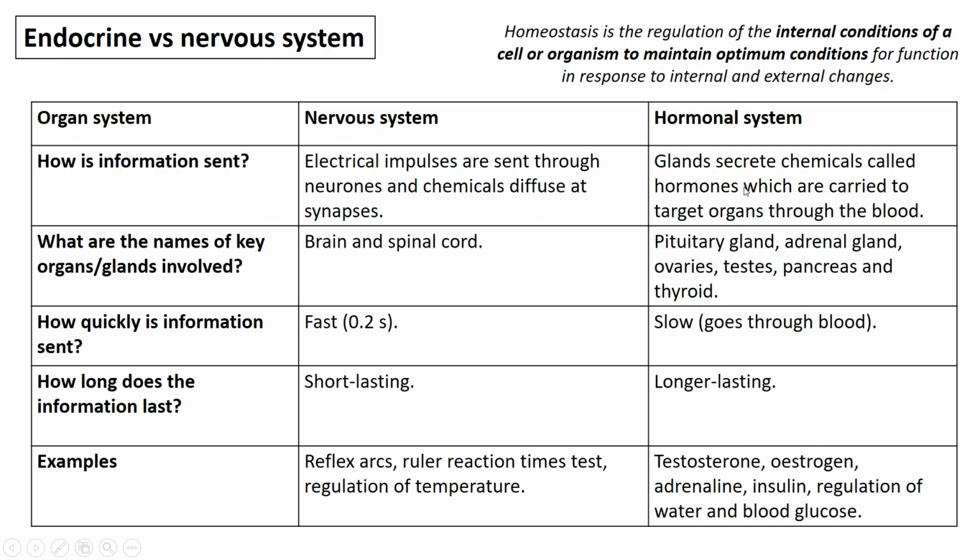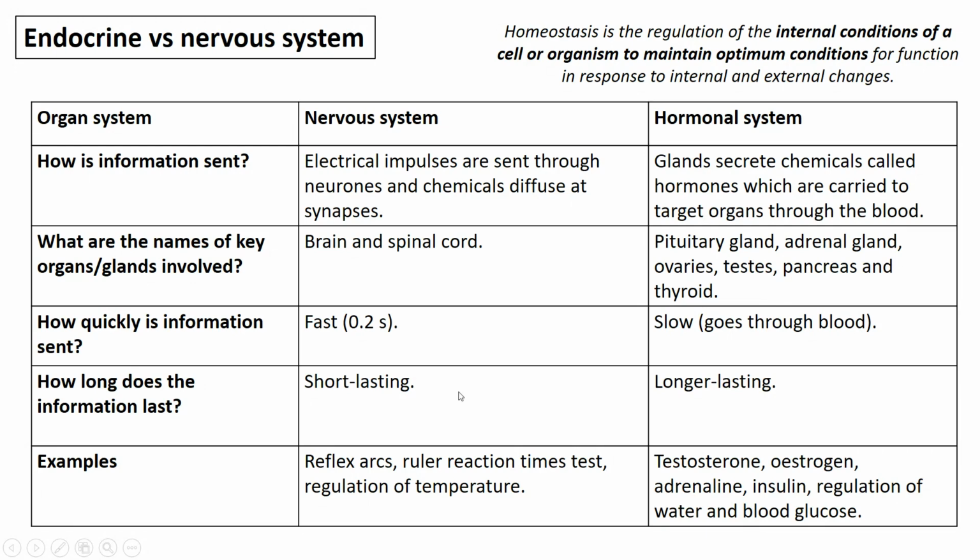So if you look at the nervous system, we are going to be using electrical impulses sent through neurons and chemicals at the synapses. Whereas in the hormonal system, we have some glands which secrete the chemicals, and these chemicals are called hormones, and they're carried through the blood to target organs where they need to act, because the blood will flow everywhere around the body, so it will get to the target organs through that pathway. The brain and the spinal cord are the key parts of the nervous system. In the hormonal system, you have different glands which are involved, of the pituitary gland, adrenal gland, ovaries, testes, pancreas, and thyroid.